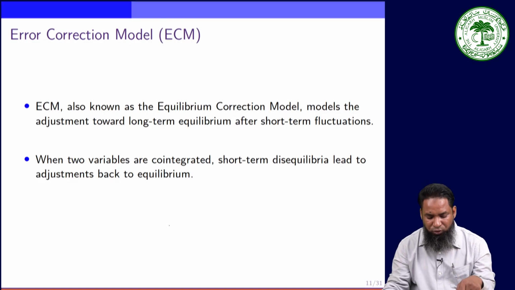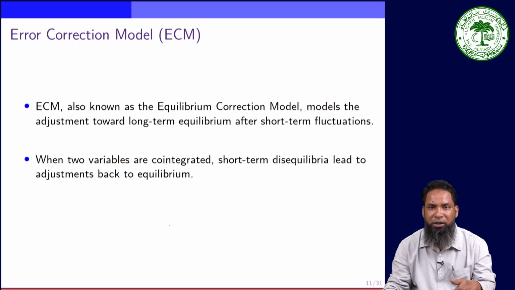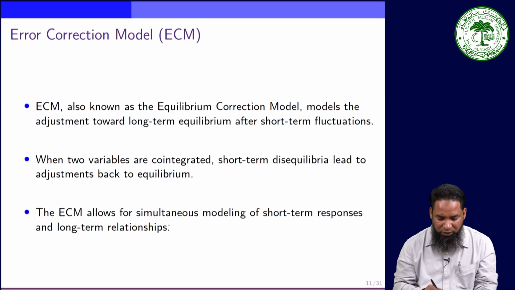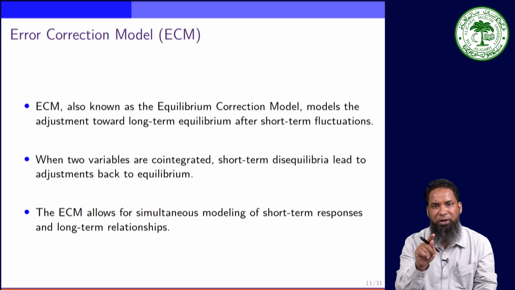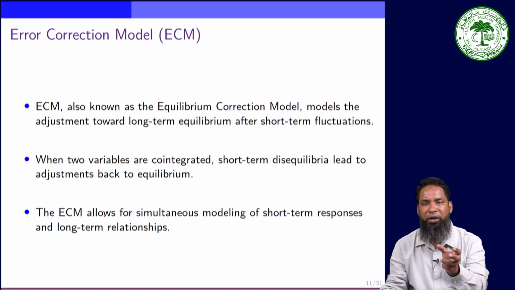When two variables are cointegrated, short-term disequilibrium leads to adjustment back to the equilibrium. That's what we call the Granger representation theorem, and based on that theorem, we have the error correction model. This ECM allows for the simultaneous modeling of both the short-term relationship as well as the long-term relationship. So how do we incorporate both the short-term and the long-term relationship in the error correction model?